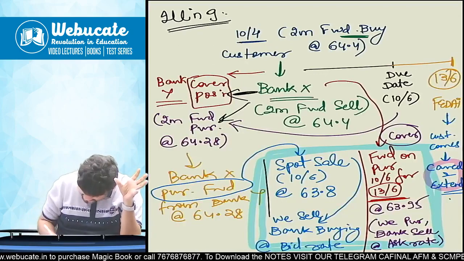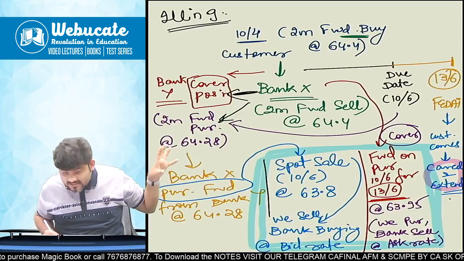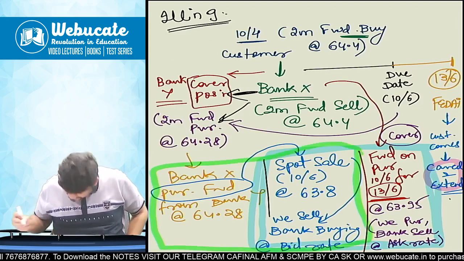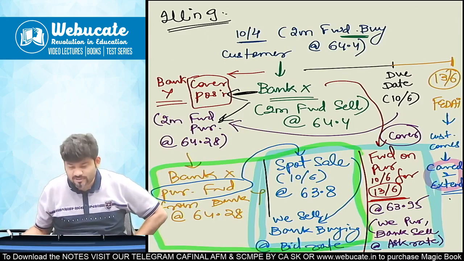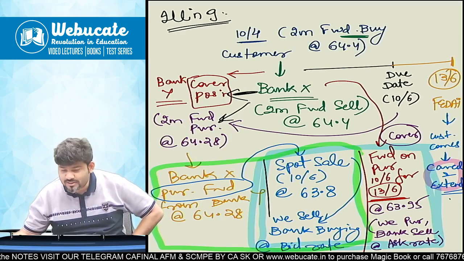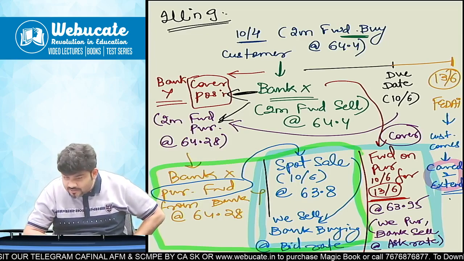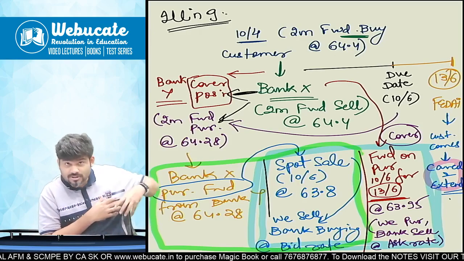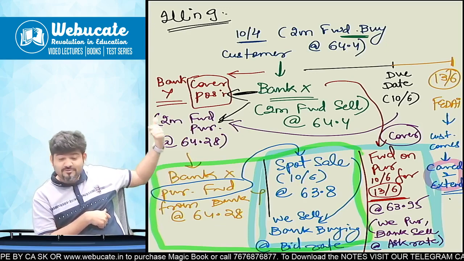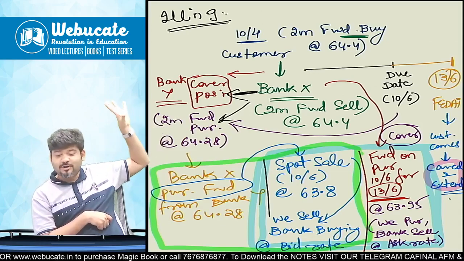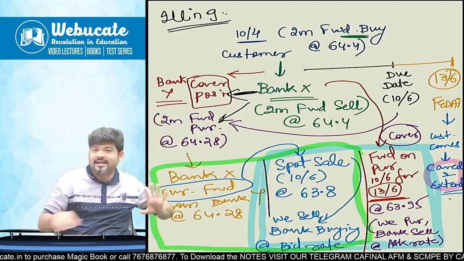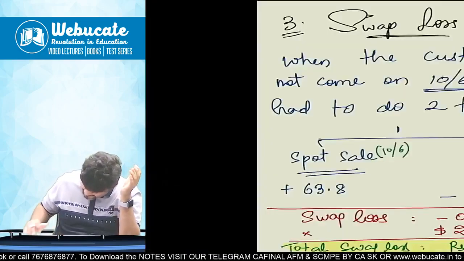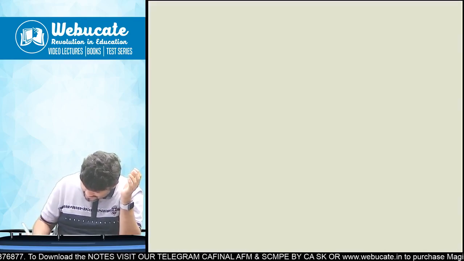Now we are calculating interest on outlay of funds. This will be based on this bank's forward purchase and spot sale. What is the forward purchase rate? It is 64.28. Spot sale 63.8. So essentially we have earned a profit of some rupees, which we will calculate. On this date I will have to pay the bank 64.28, and I have actually sold it also at 63.8, so net extra that I have earned, I will earn interest on until the customer comes. So let's write that down for 3 days probably. So next is interest on outlay of funds.